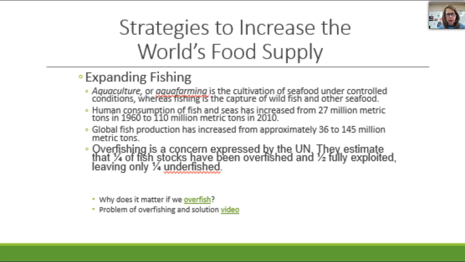So one of the strategies of increasing the world's food supply is expanding fishing, and humans' consumption of fish has gone up very rapidly. And one of the reasons that we've been able to provide more fish is because of aquaculture, aqua farming, and so under controlled conditions. However, even with that, it can actually cause a lot of pollution, and there can be some issues with that. And there's also a lot of overfishing going on, especially for the larger predatory fish. There is a lot of concern that we're just wiping out our oceans of a lot of different fish, and then harming those entire habitats.